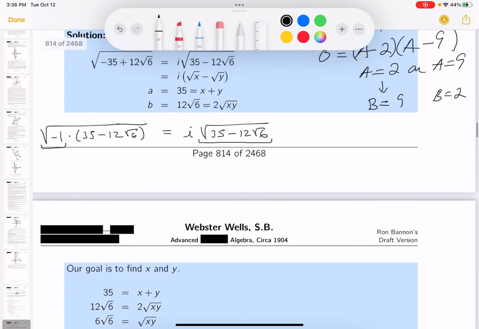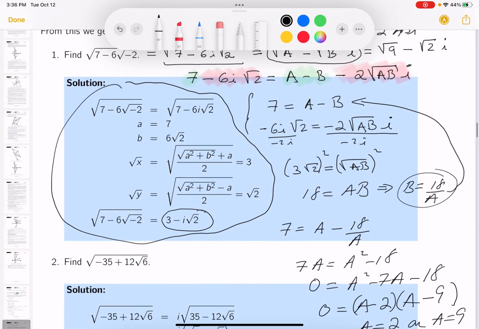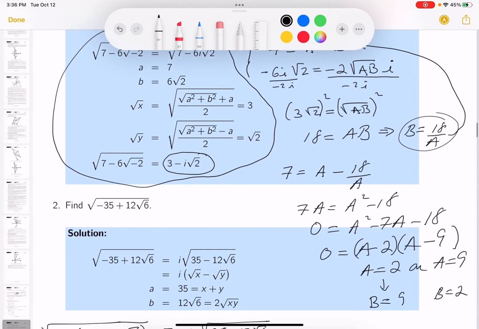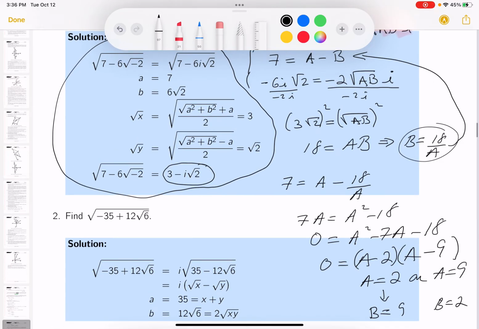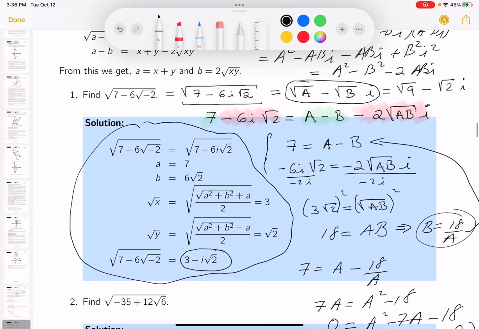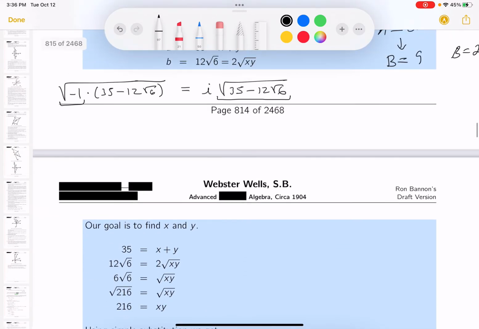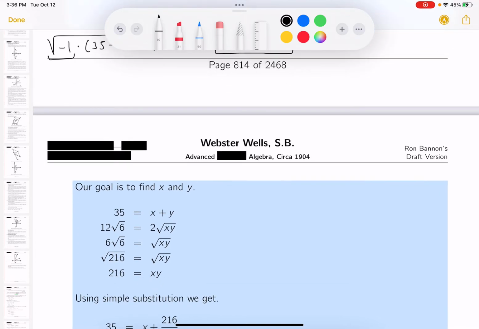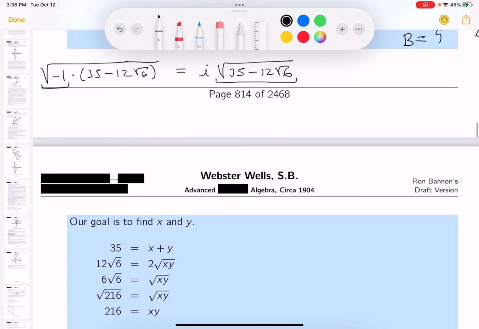Before I do that, I want to go back and make sure I did a good job in this one over here. I've got to be careful here. All right, let me keep going. I'll write it down here. The root of 35 minus 12 root 6 is going to be the root of A minus the root of B. I'm going to square both sides.